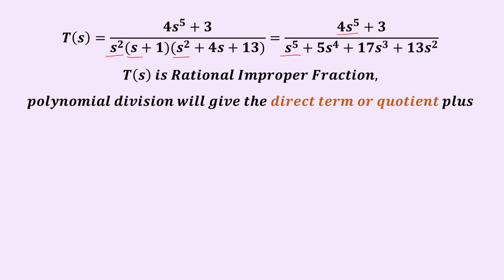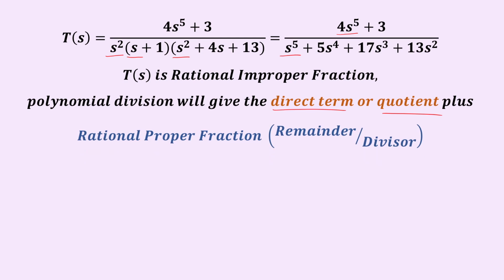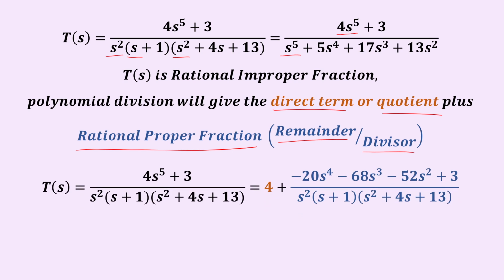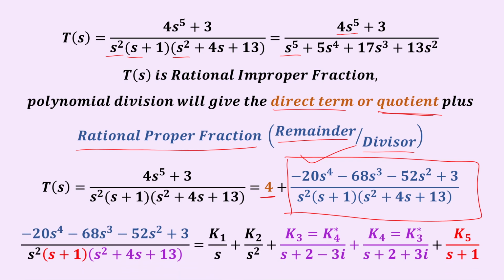When we do polynomial division, we will get a direct term or a quotient plus a fraction, which is a rational proper fraction, constructed of remainder divided by divisor. So here you can see the result of polynomial division. 4 is the quotient or direct term, and this complete remainder over divisor fraction is the rational proper fraction, and we will do the partial fraction expansion of this proper fraction.